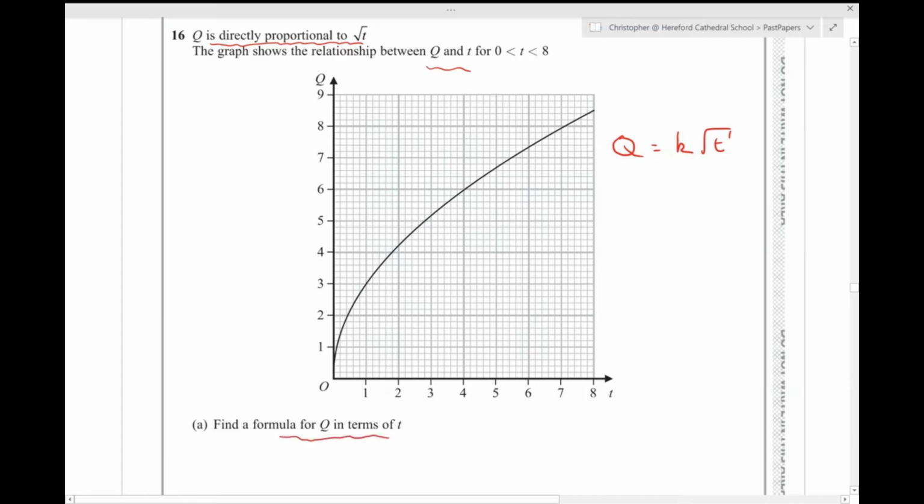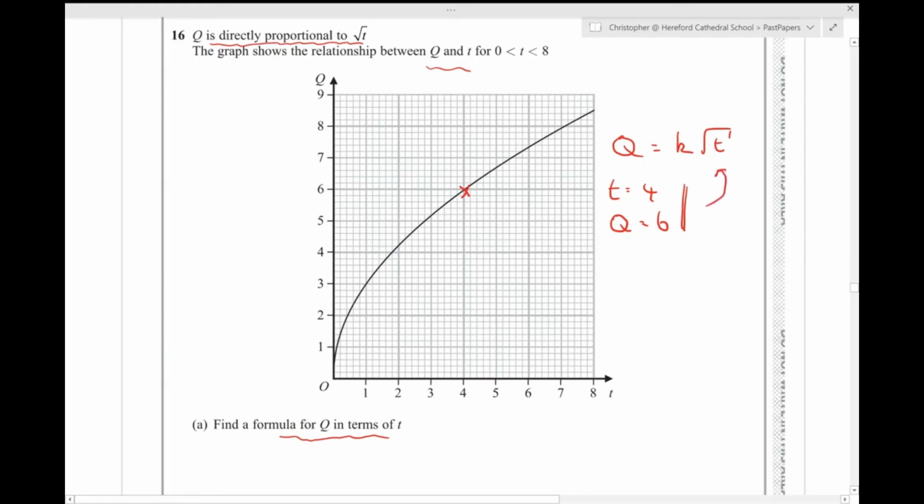Well, let's find a point on the graph that'll help me. This point looks pretty useful. That point tells me that when t is 4, Q is 6. So I can substitute these values into this equation.